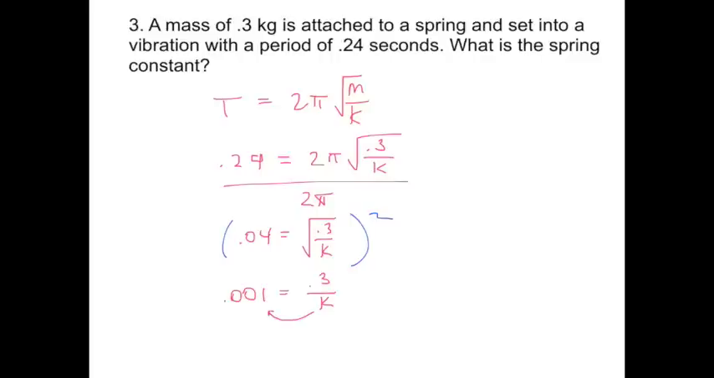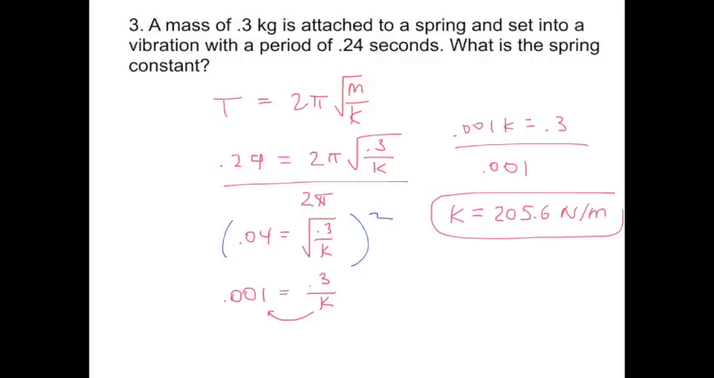If I multiply the k over here, I would have 0.001k equals 0.3, so then I'll divide both sides by 0.001 to isolate the k. I get that k is equal to about 205.6 newtons per meter, and that's the spring constant for this spring.